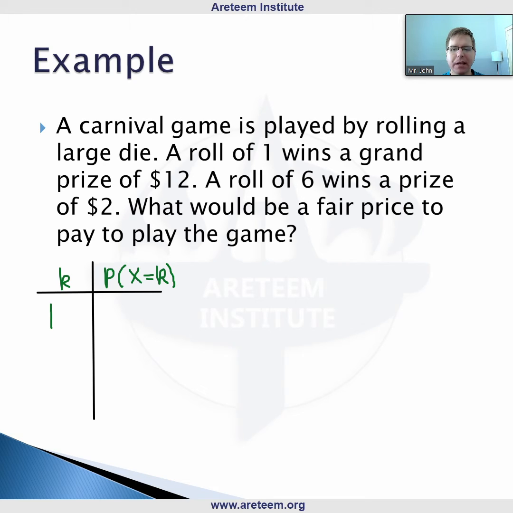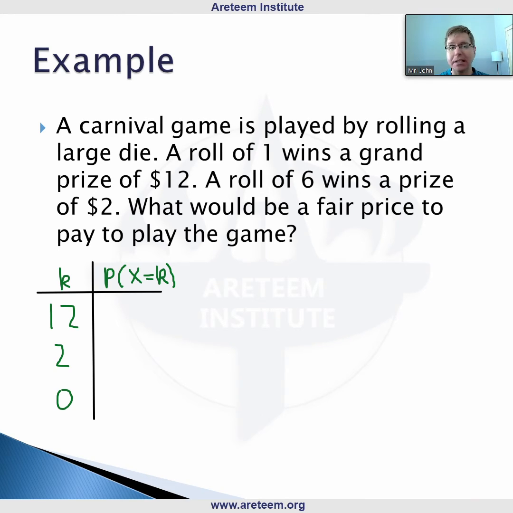Let me think of the outcomes here. You could win $12. A roll of 6 wins a prize of $2. Or you could win nothing, of course. So our three money amounts are $12, $2, and $0.